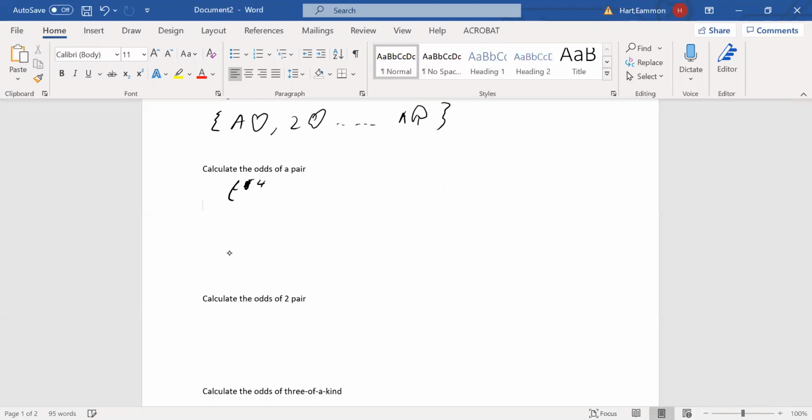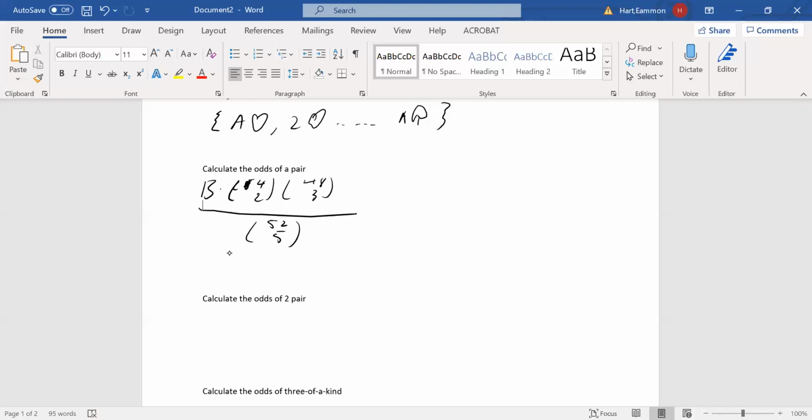For any given value, I have 4 choose 2 options. And I don't really care what the other 3 are, other than that if I'm talking about a pair, I'm not talking about 3 of a kind. So I'm going to have 48 choose 3. Basically I'm just not picking the same value over again. And I have 13 of these possibilities for the 13 different values that I can possibly have. And then I would divide that by the total number of possible hands that I can have, which is 52 choose 5. So this right here would be the odds that I would have a pair.